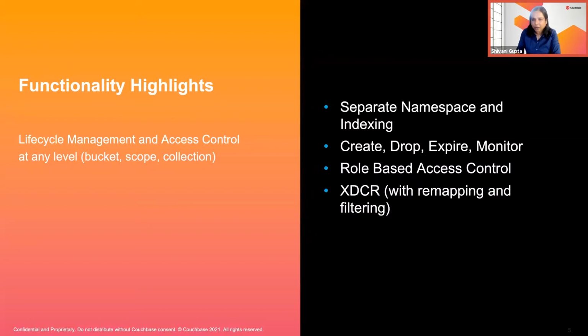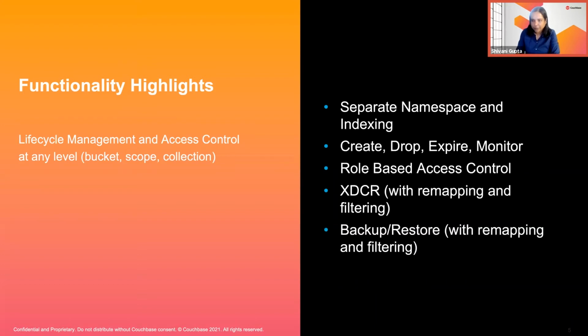XDCR, which is our cross data center replication, can also be set up at any of these levels. So you can set up replication between two clusters at collection level, or at a scope level, which would include all the collections underneath, or at a bucket level. And while doing so, you can also take advantage of remapping the source to a different destination name, or set up filtering. These are very useful, especially in migration scenarios from a pre-Couchbase 7 cluster to a Couchbase 7 cluster, which uses scopes and collections.